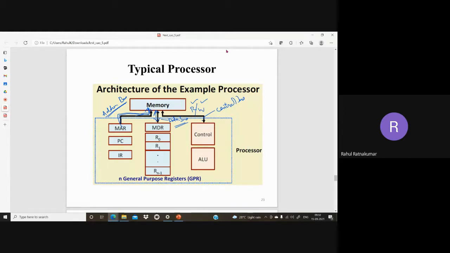We have the program counter and instruction register. These are part of the control unit, or control path. And this is the general purpose registers. You can use them for storage: R0, R1 till Rn-1. There are n registers here. These are the control signals coming in, reading, writing, and the ALU is also there.